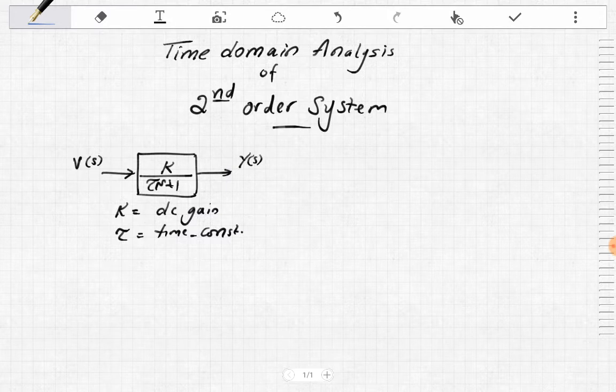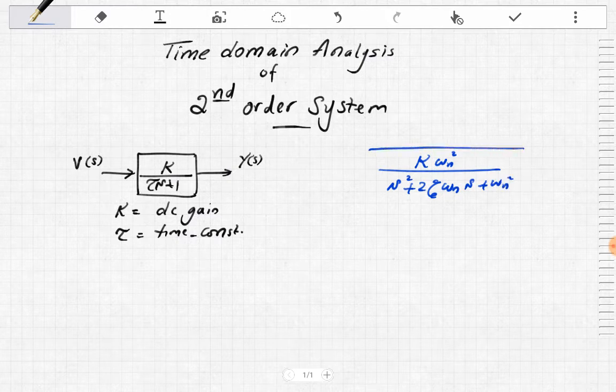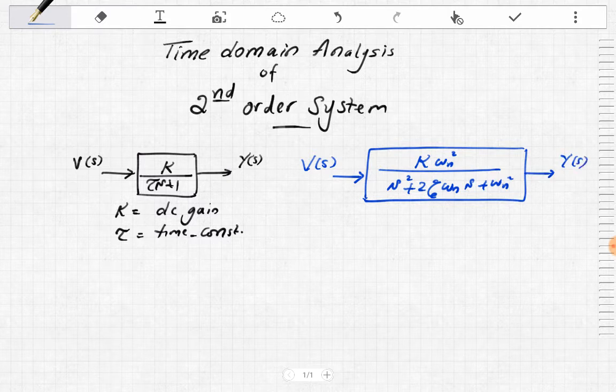Today we are going to explain the second order system, and we are going to use also a standard form. The standard form that we are going to use for the second order system will look like that: K omega n square over S square plus 2 eta omega n S plus omega n square. This is the standard form of the second order system. The input is V of S and the output Y of S.